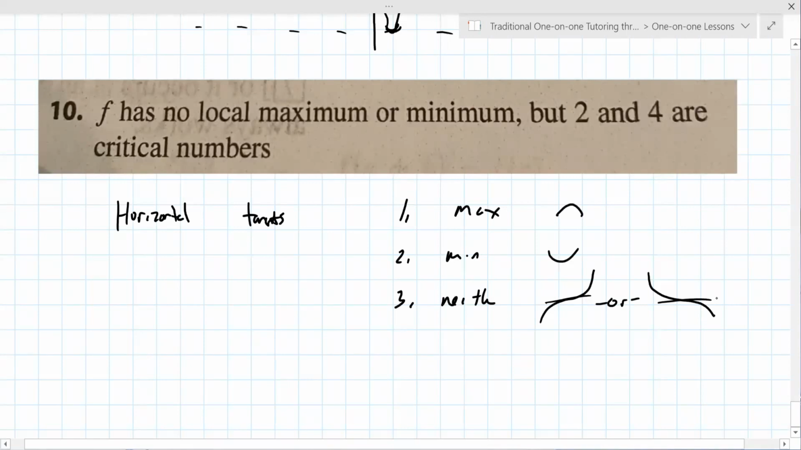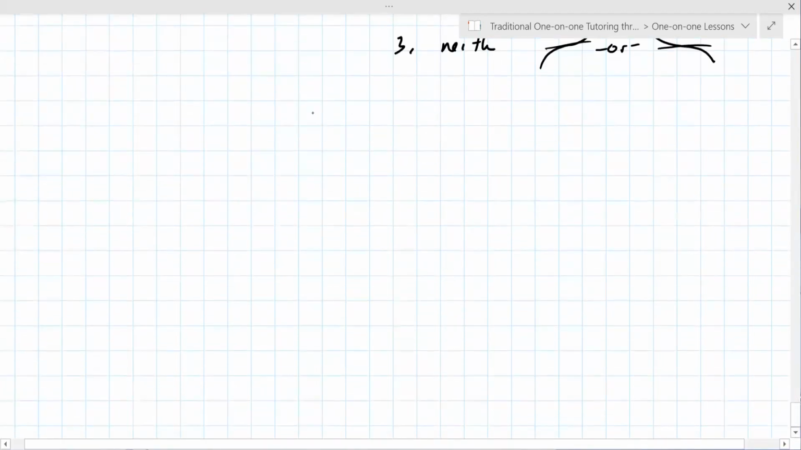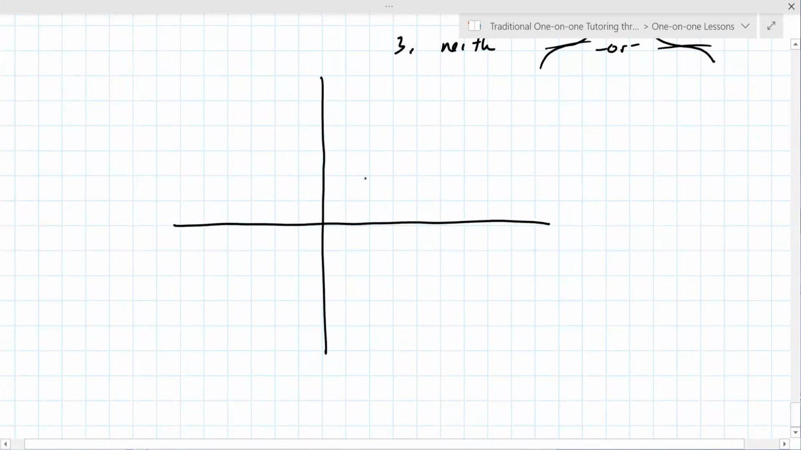Is that okay? Yes. All right. So it has no local max, but 2 and 4 are critical numbers. So the graph here that I'm thinking of is that at 2, it's got kind of that like right there, and at 4, it's got something like that. So it's like up, and maybe it goes down.